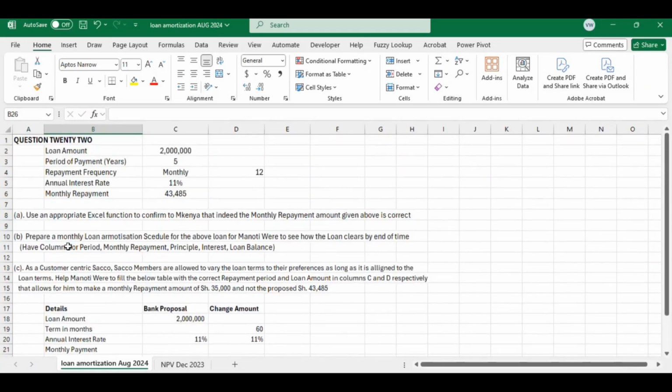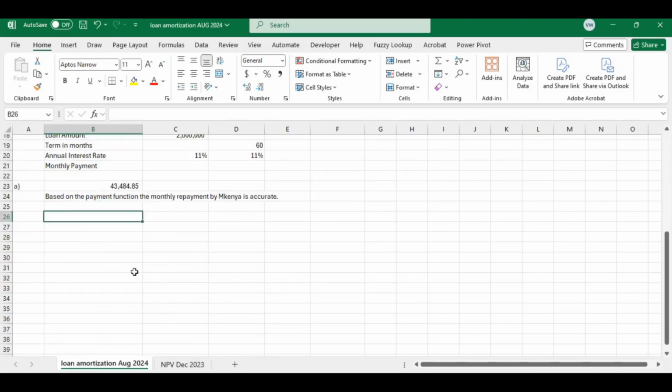Then the next part, we are told to prepare a monthly loan amortization schedule for the above loan. I don't know why the name keeps on changing, but don't worry, let's just focus on the material part of the question. Prepare a loan amortization schedule to see how the loan clears at the end of time. Have a column for period, monthly repayment, principal, interest, and loan balance.